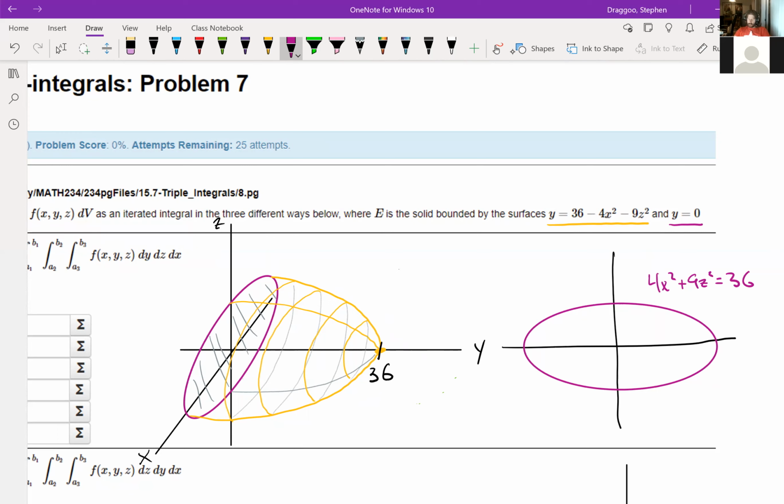Just sort of looking at its semi-major and semi-minor axes. If I let x be 0 for a second, we'll look at the z-axis. So if x is 0, I get 9z squared equals 36, meaning z squared is 4. So z is going to go from negative 2 to 2. I'm just looking at the z values there. Same thing for the x values. This time I'm going to let z be equal to 0 and just look at a maximum and minimum x value. So 4x squared equals 36. 36 over 4 is 9. So x must go from negative 3 to 3.